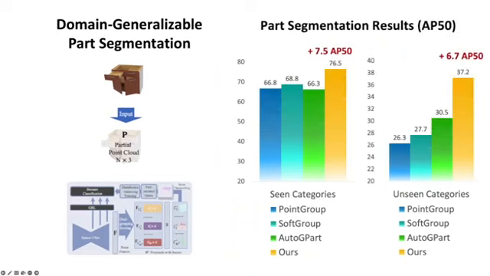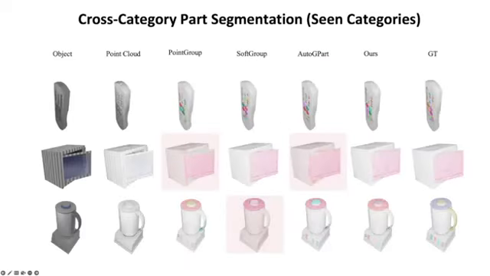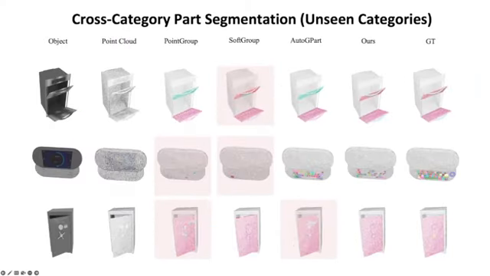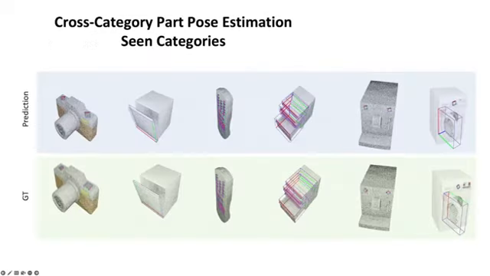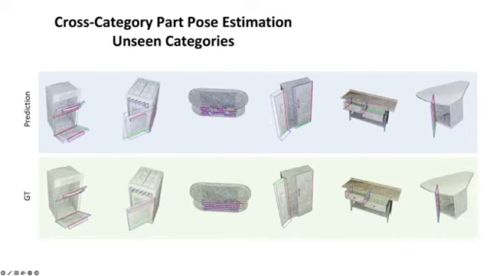Our method significantly outperforms previous methods and achieves 76.5% AP50 on seen object categories and 37.2% AP50 on unseen categories. We visualize the results for different methods on seen and unseen categories, where red blocks show the failure cases. Our method has significantly fewer failure cases. Here we show qualitative results of pose estimation. The first row is our prediction, while the second is ground truth.